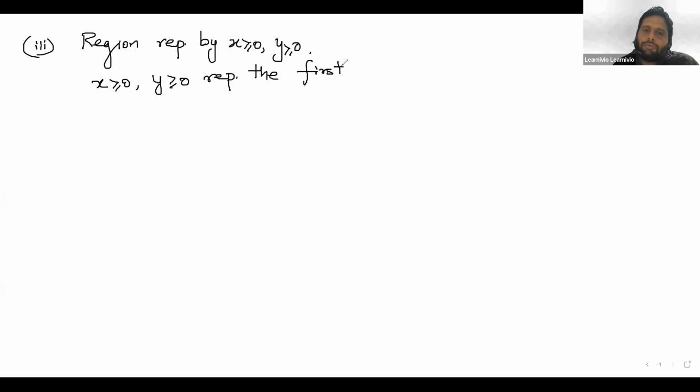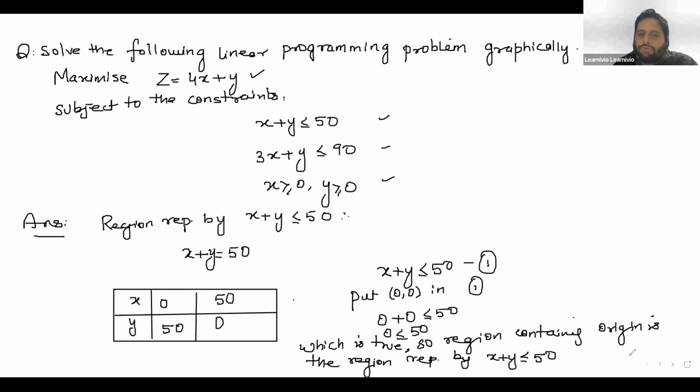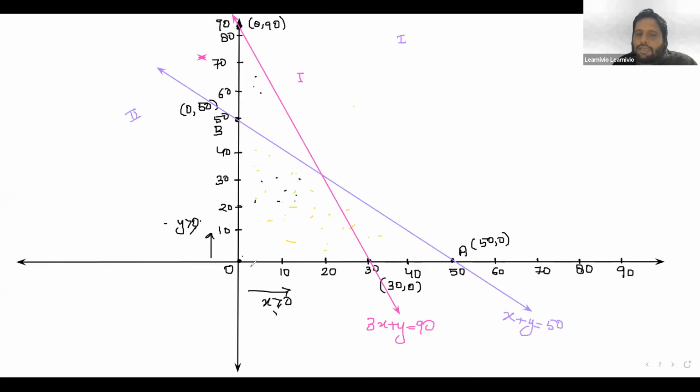Is it clear, Umir? No, sir. Can you explain again? Yes. So focus on this. The region represented by X greater than or equal to 0, Y greater than or equal to 0. If you see here, X greater than or equal to 0 means this is the X axis. So X greater than or equal to 0 means the right side, Umir?